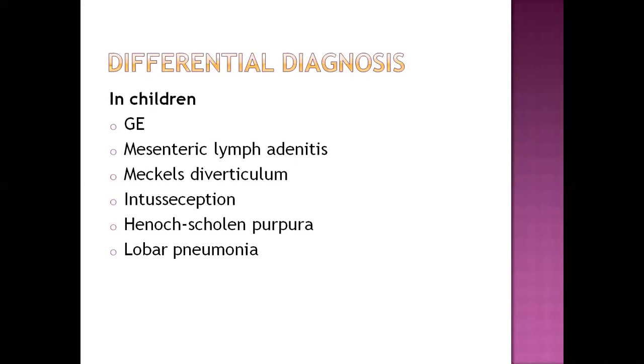Mesenteric lymphadenitis is a clinical presentation very much similar to appendicitis, but the patient looks more toxic, having more high-grade pyrexia during this attack of mesenteric lymphadenitis. And Meckel's diverticulum is very much confusing. It is usually diagnosed perioperatively. When we suspect Meckel's diverticulitis, there are certain investigations which can confirm it. But usually it is missed during our investigative workup, and it is found perioperatively.